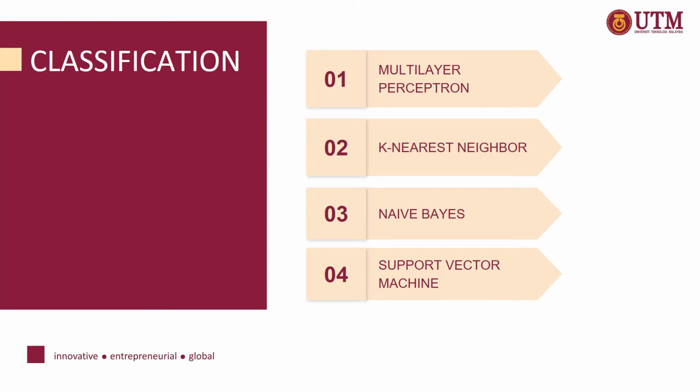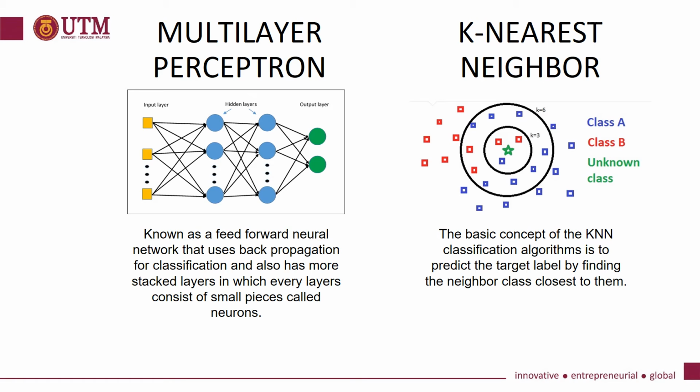Classification plays an important role in organizing data. In this study, the classification technique works by predicting the target class for each group of data, which are autism and non-autism. As for machine learning, it is a method of data analysis based on the idea that systems can learn from data, identify patterns, and make decisions. There are 4 machine learning methods used in this study, which are multilayer perceptron, k-nearest neighbor, naive Bayes, and support vector machine. The first method is multilayer perceptron.